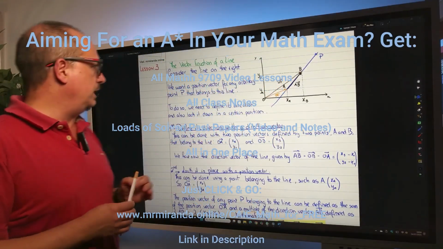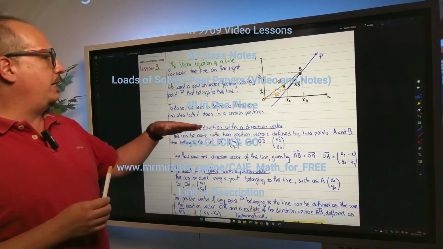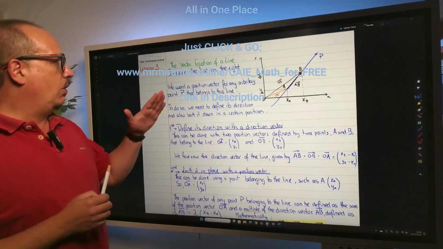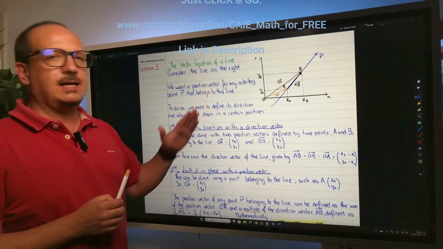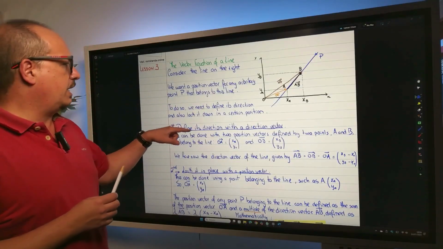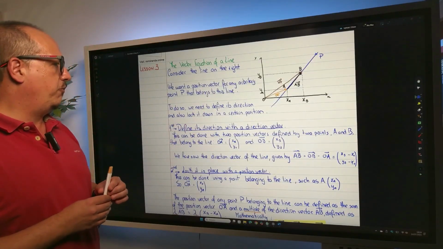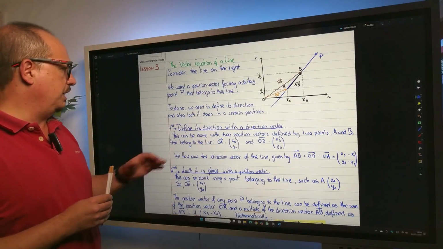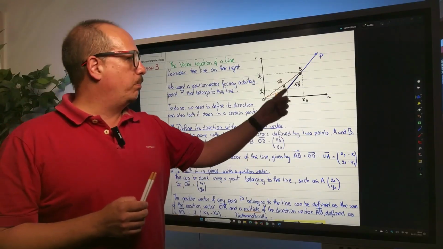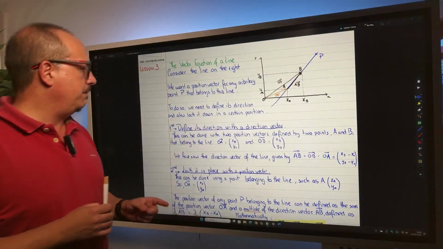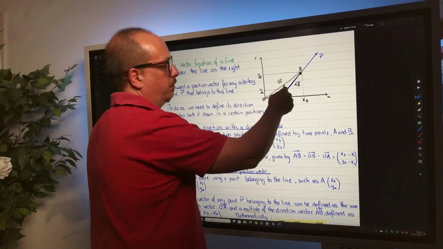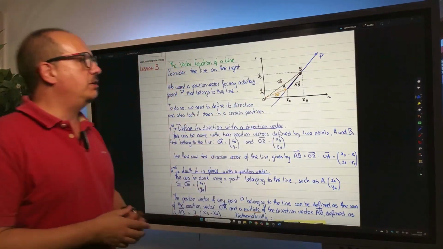So what do we need? We need first to define the direction of the line, and then also lock it in place at a certain position. So let's first take care of the direction. This can be done with two position vectors defined by 2 points A and B that belong to the line. Okay, so I've chosen this point over here, A, and this point over here, B.